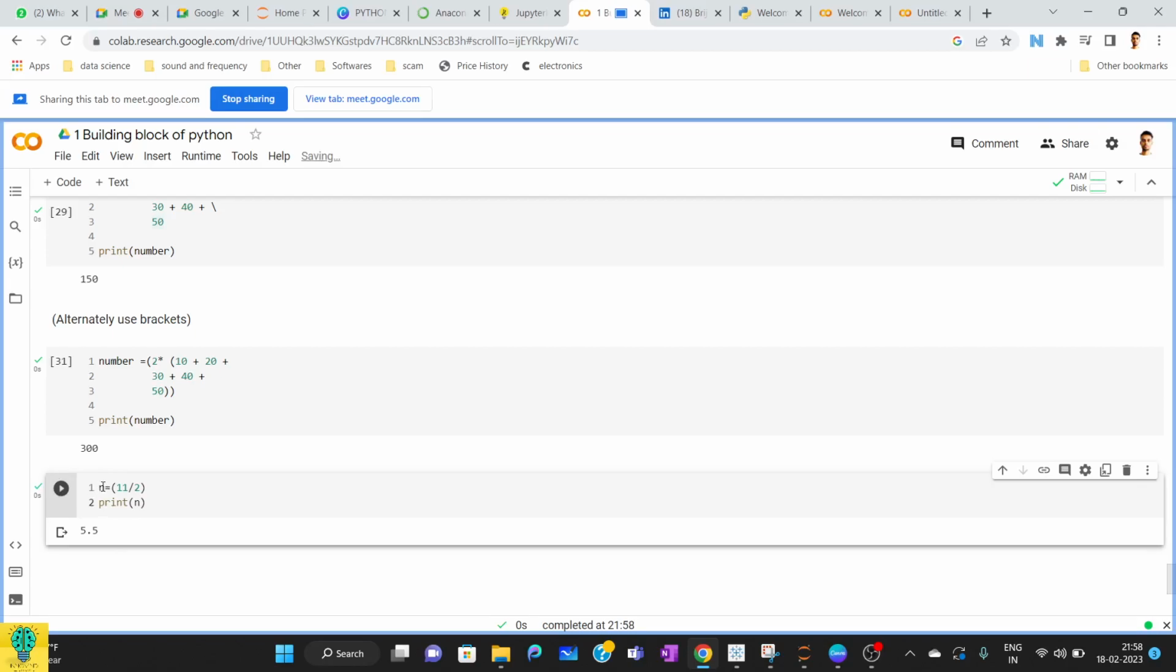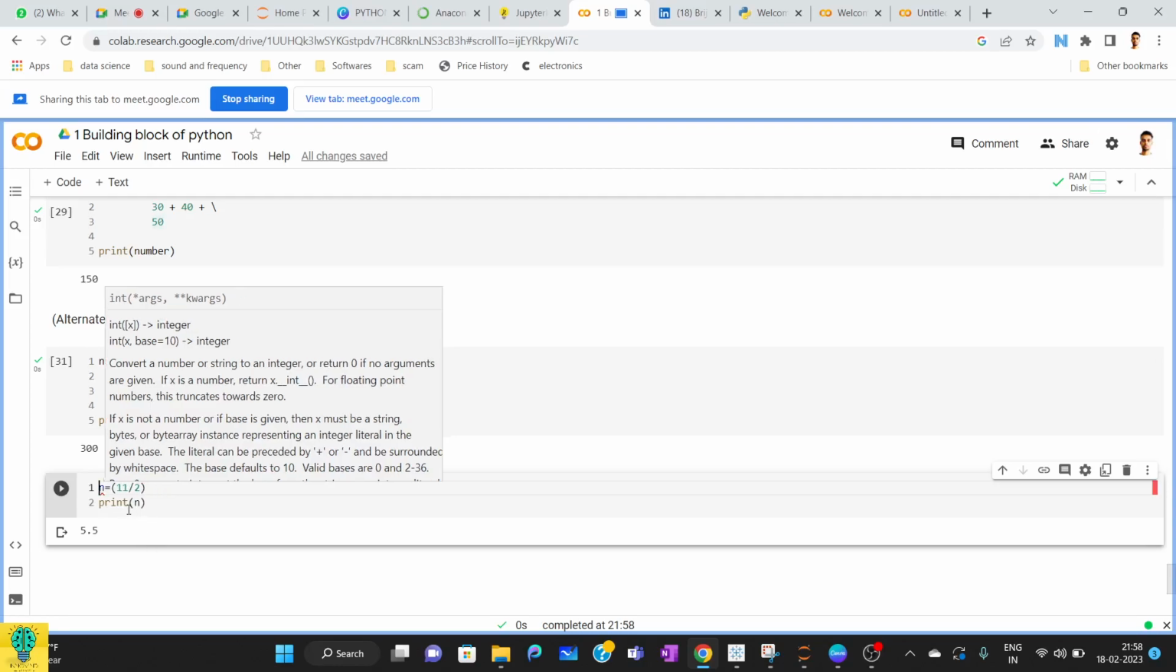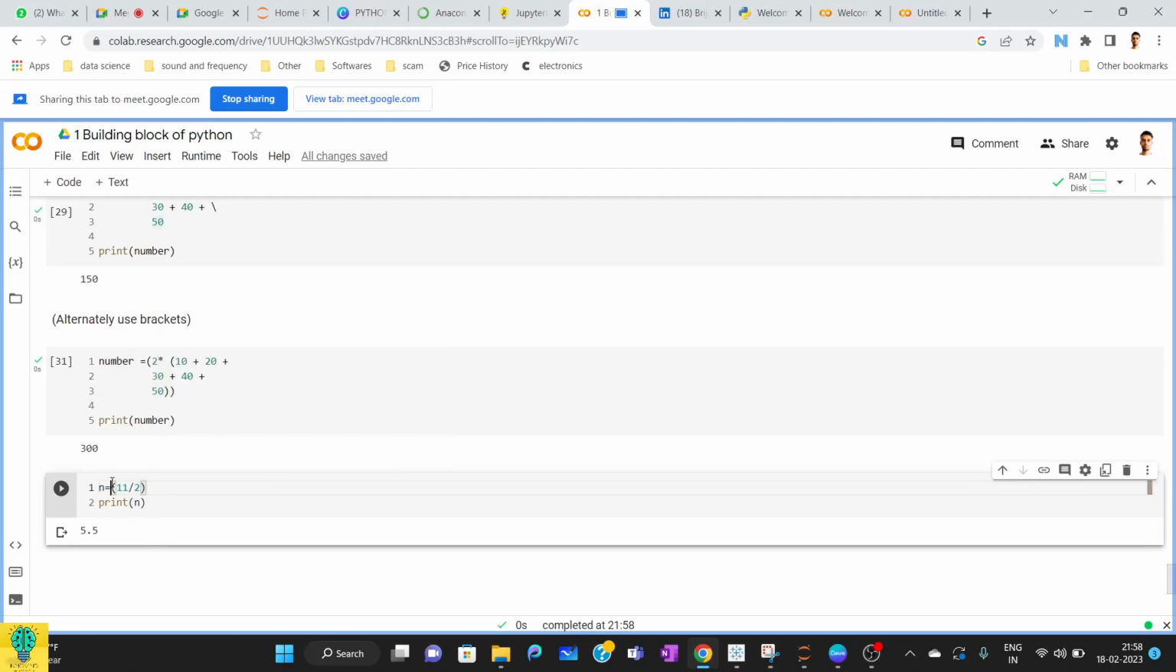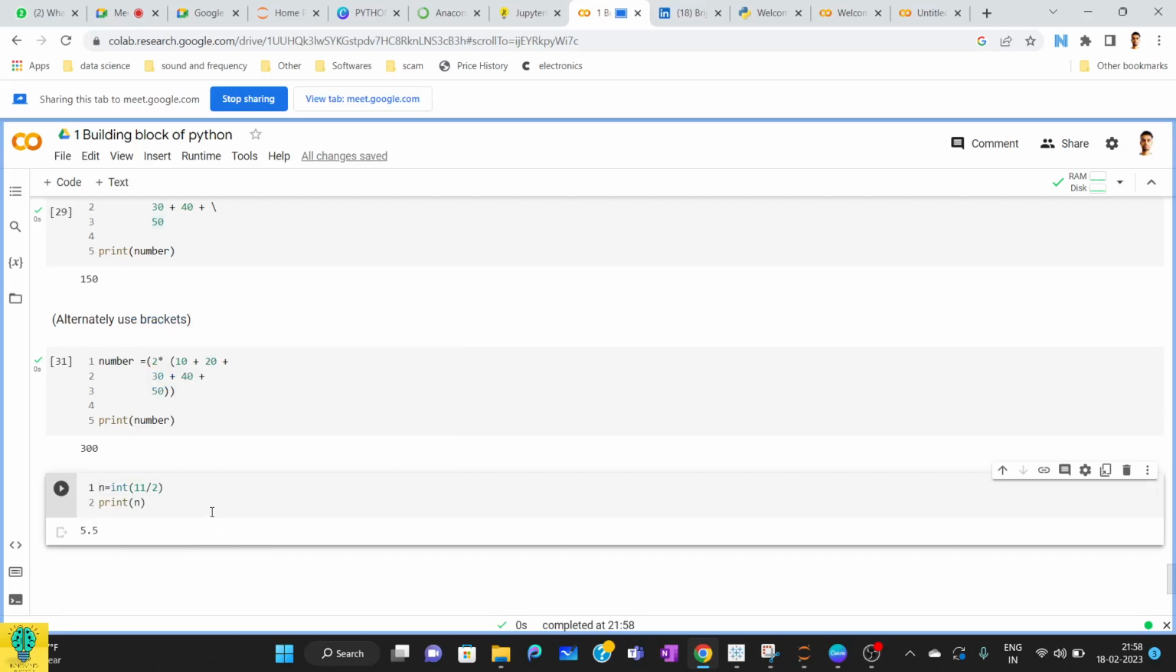Okay. Now let me write here int. It is a type, a data type. This is called a data type, like what type of data we are referring to. Not here, sorry. Here. Now int is a shortcut of integer. So what I'm trying to do is, whatever value is getting calculated, convert it to integer format. And this is going to give us 5.